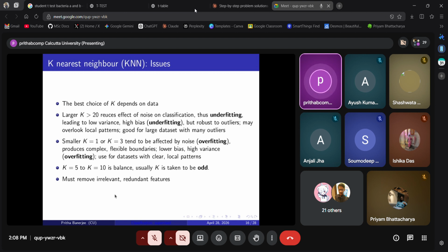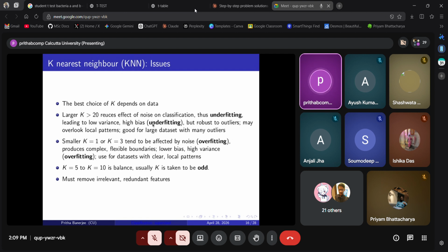Now there are certain issues that we can think about, like what are the merits and demerits of this k nearest neighbor algorithm, and what are the issues that you need to think about. The best choice of k depends on the data, so you have to do a kind of trial and error. For large k values, typically if you take k greater than 20, it reduces the effect of noise on classification. Noise in this sense can be outliers.